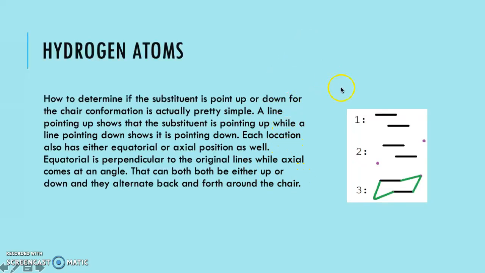A line pointing up shows that a substituent is pointing up, while a line pointing down is pointing down. Each location also has either equatorial or axial positions as well. Equatorial is perpendicular to the original line, while axial comes at an angle, like so. They can both be either up or down, and they alternate back and forth around the chair.